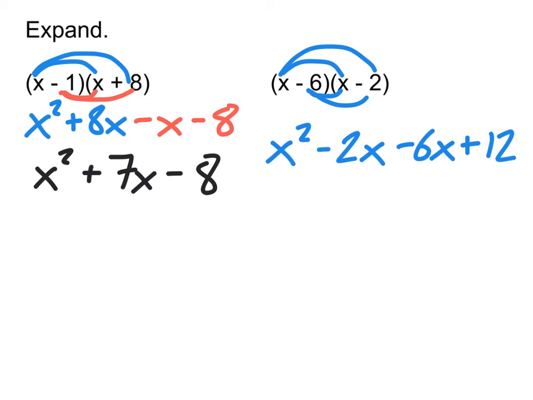All right, and then again we look to see, are there any like terms that I can combine? Yes, there are here. It's those middle two terms yet again. And so it ends up being a -2 minus 6, which is -8. -8x. So it's x squared minus 8x plus 12. Notice there wasn't anything I could combine with the plus 12, so that's why it just stayed at plus 12.